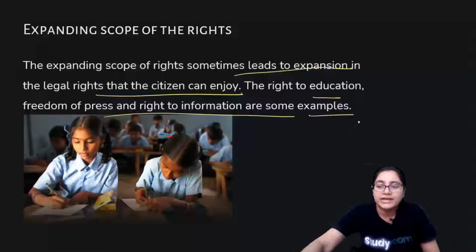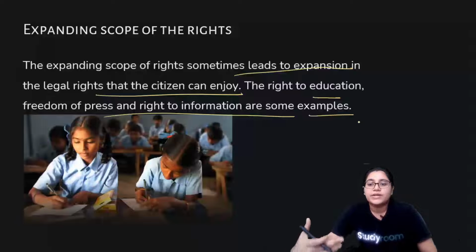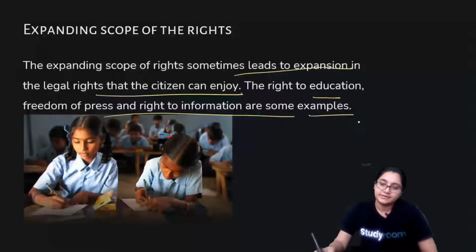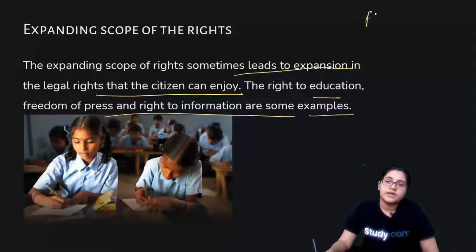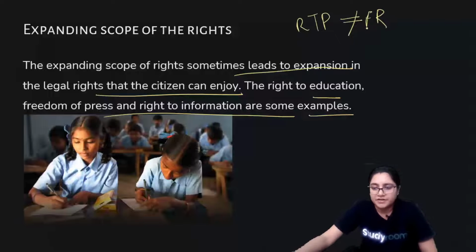The Supreme Court has also expanded the meaning of the right to life, including the right to food. The right to property is not a fundamental right now. Initially, the right to property was a fundamental right, but now it is not. The right to vote in elections is an important constitutional right, or you can say legal right, but it is not a fundamental right. Human rights are universal moral claims that may or may not have been recognized by law.